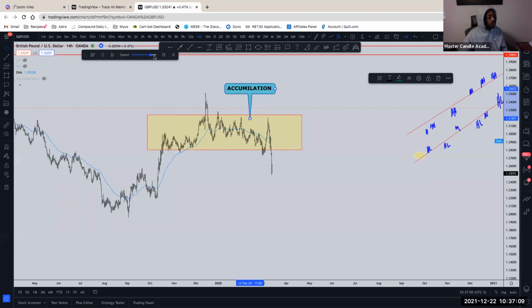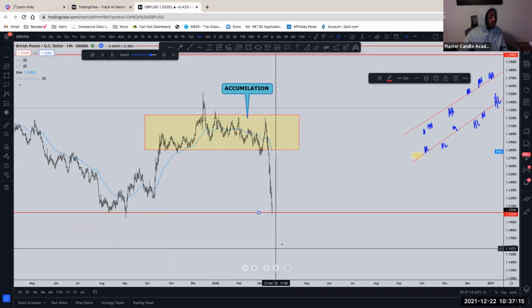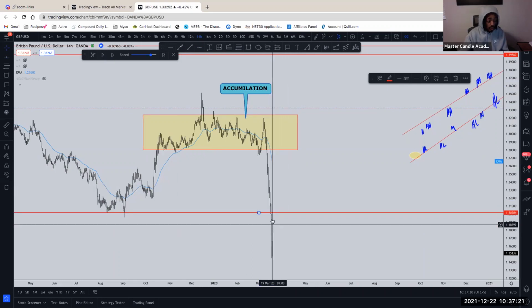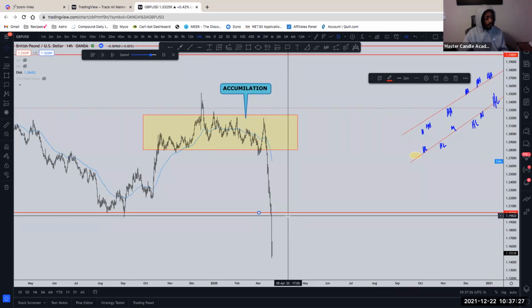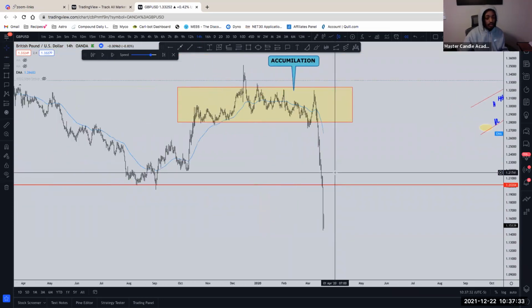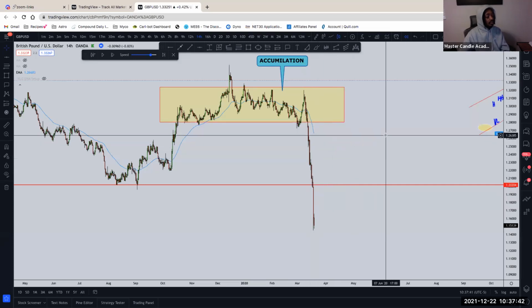Because in a perfect world, price would come to this level and immediately reverse. But what does price do? Price breaks lower and will try to get the buyers out of the market, knowing we already knew it was a bullish trend. What manipulation is, is what we also call a fake out, a stop hunt. That's all manipulation is, a stop hunt.